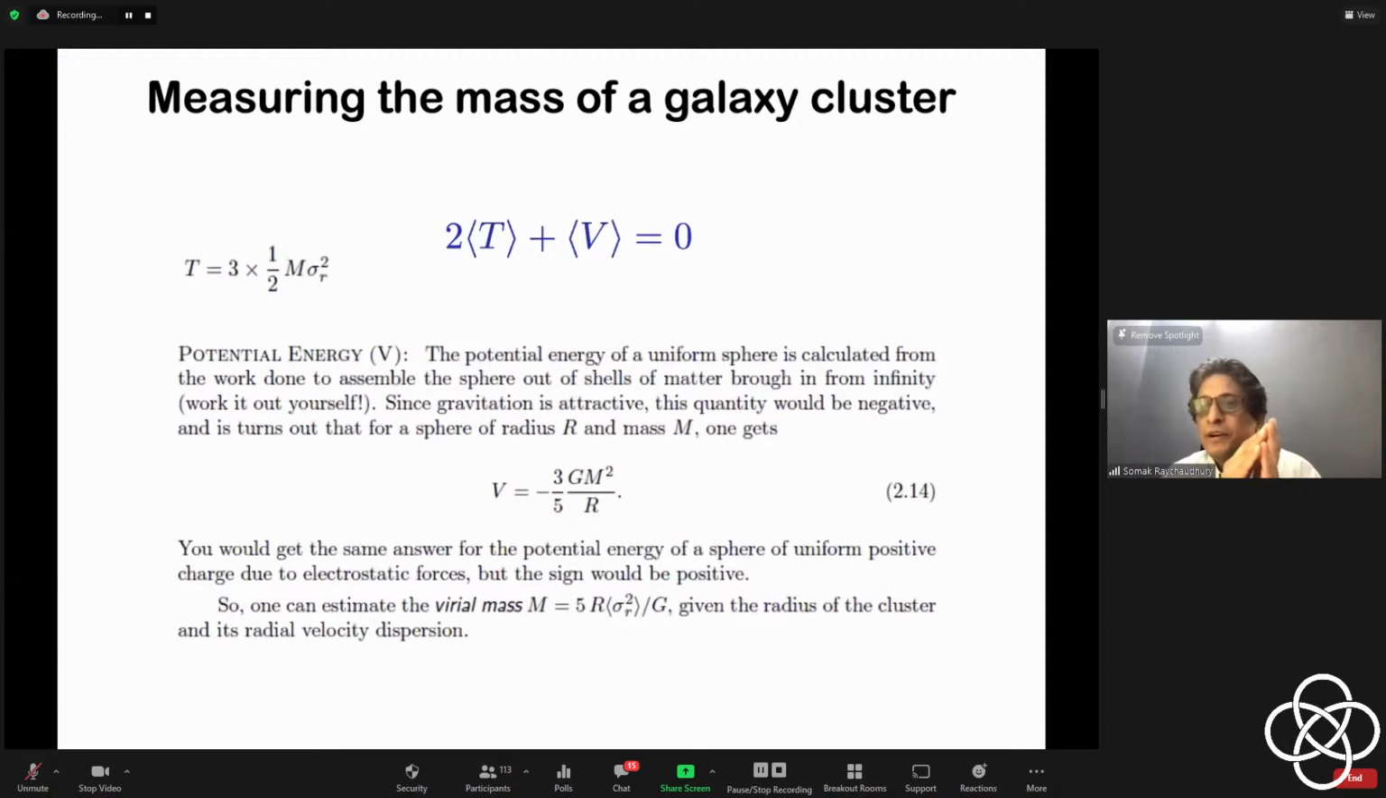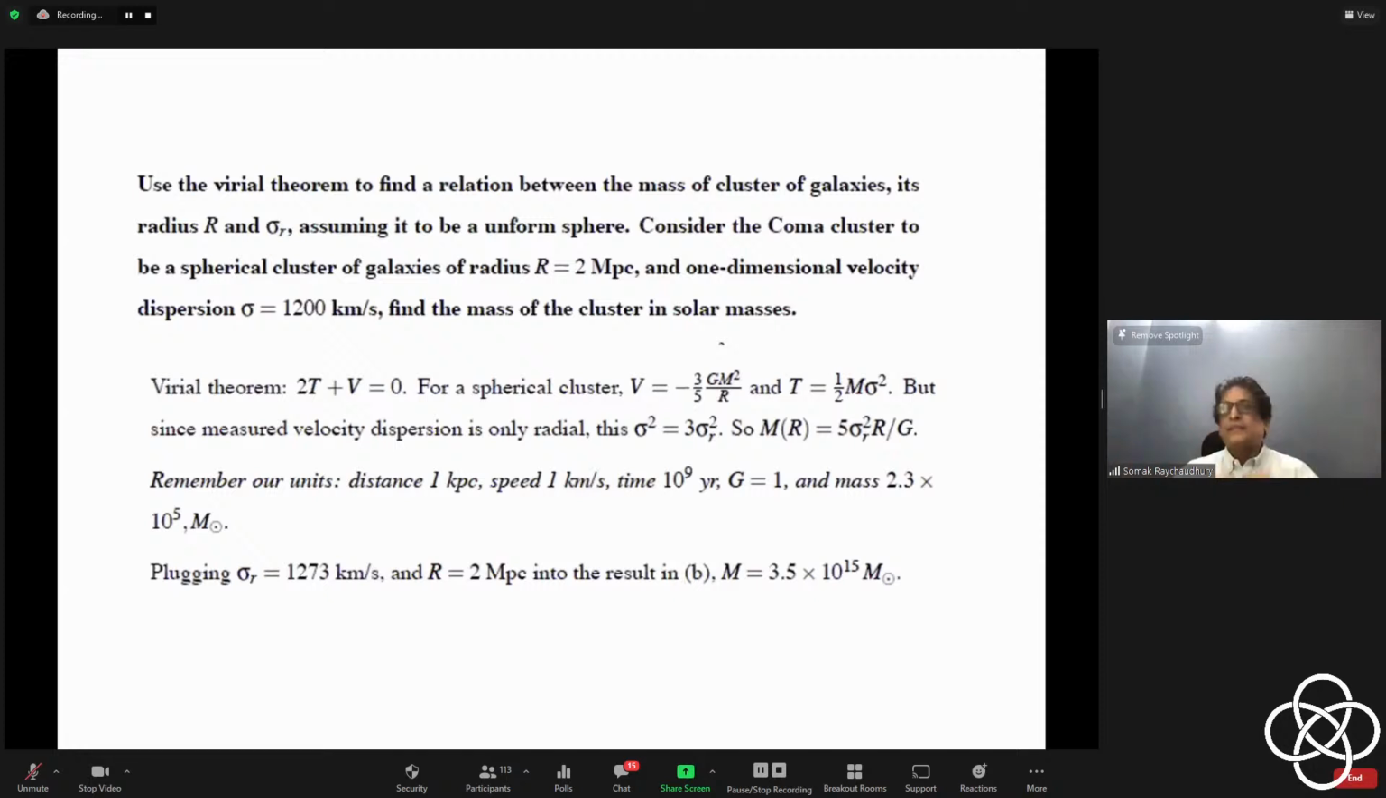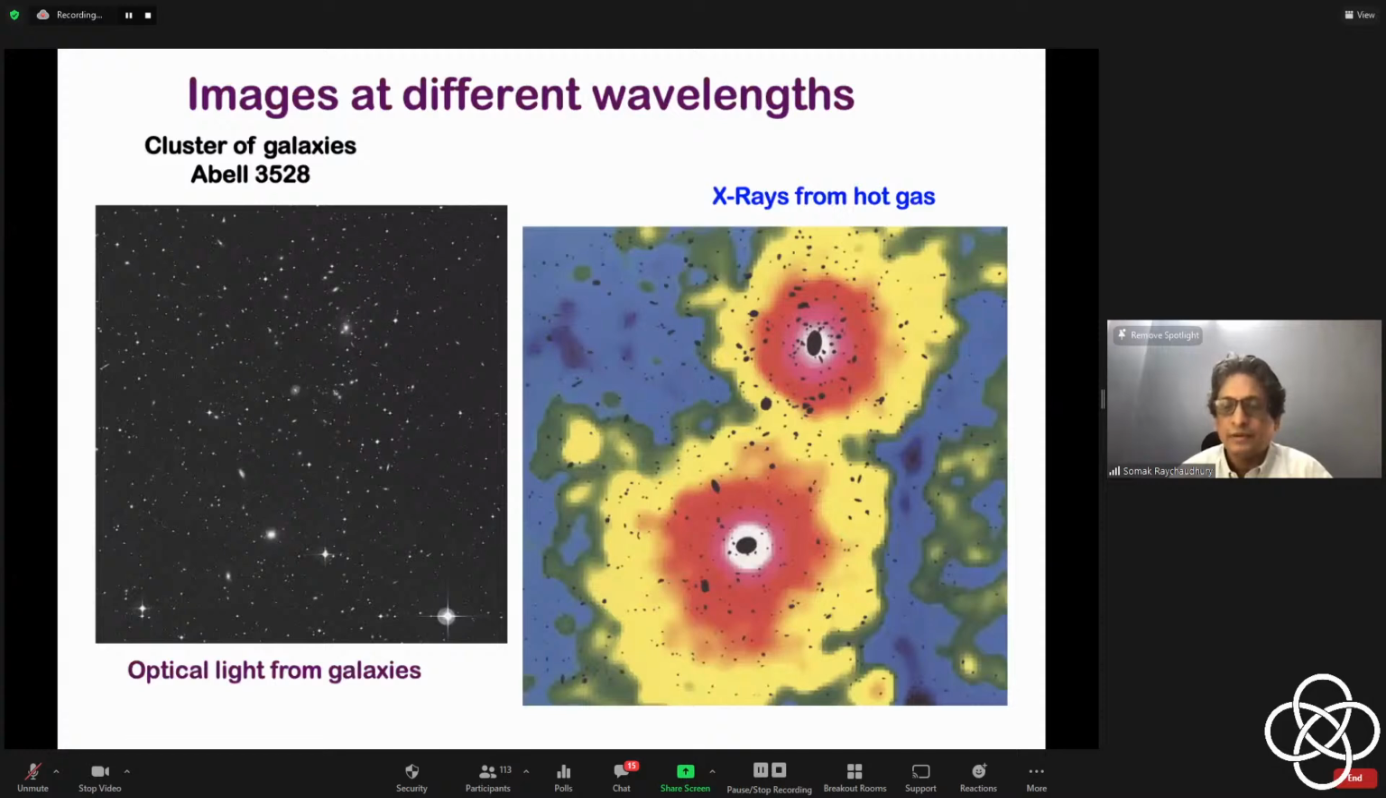Whereas if you add up all the light of the galaxies and convert that to a mass, taking the ratio to the sun's mass, you get about 4 times 10 to the 13 times the mass of the sun. So there's a difference of about a factor of 100 between the two. That is the interesting thing.